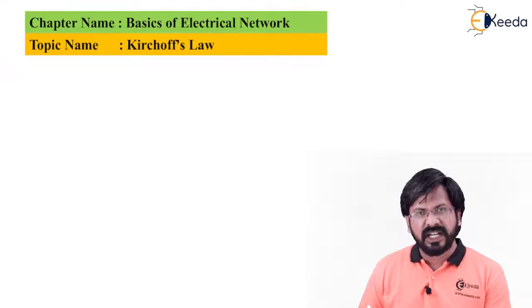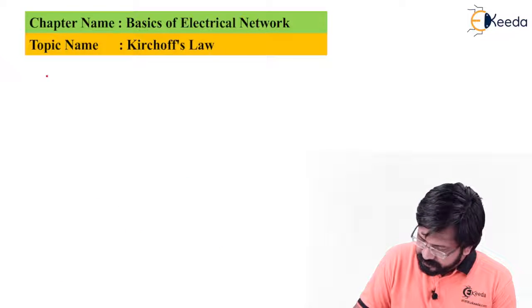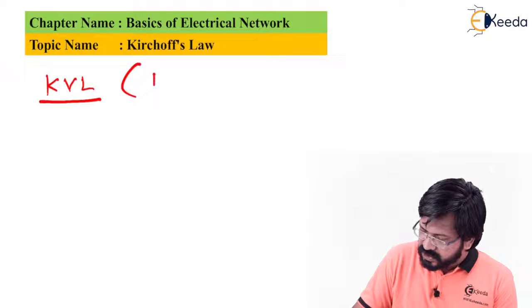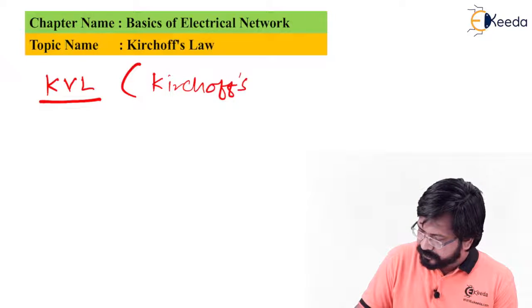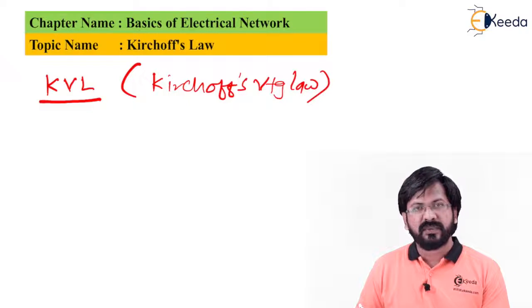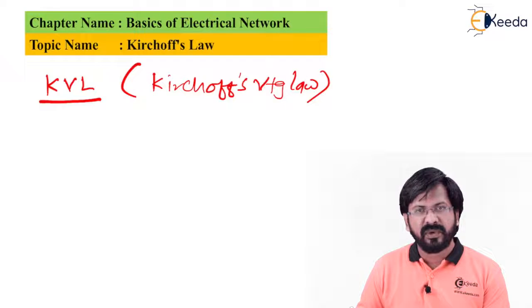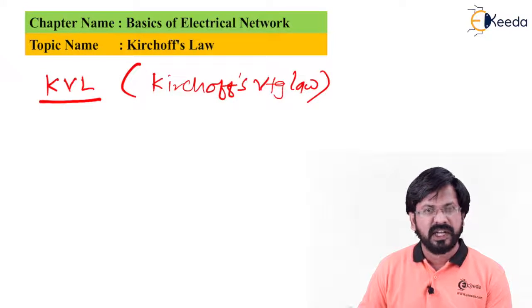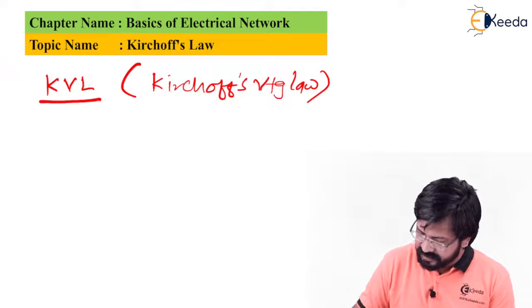Let us understand KVL. KVL stands for Kirchhoff's voltage law. What does Kirchhoff's voltage law define? Kirchhoff's voltage law defines that the summation of all the voltages in a particular loop is always equal to 0. Let us take an example and try to understand this.